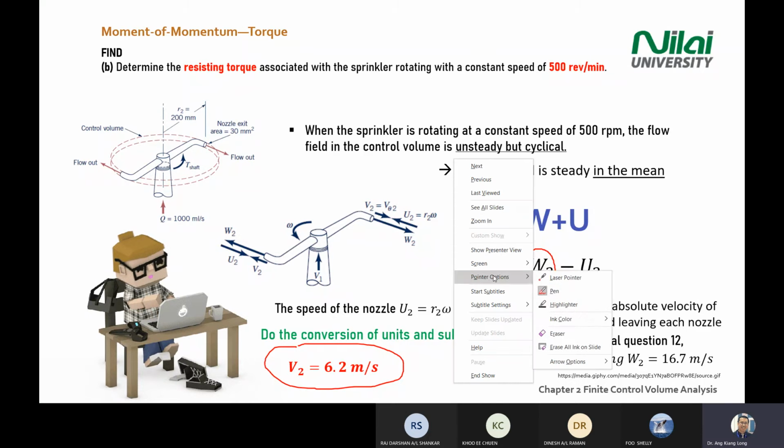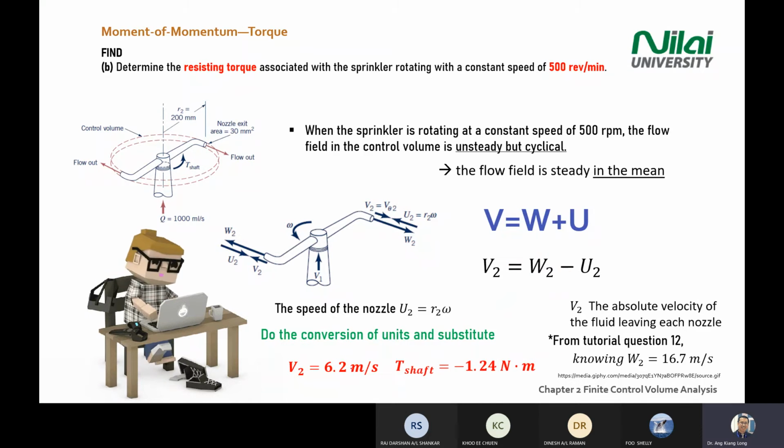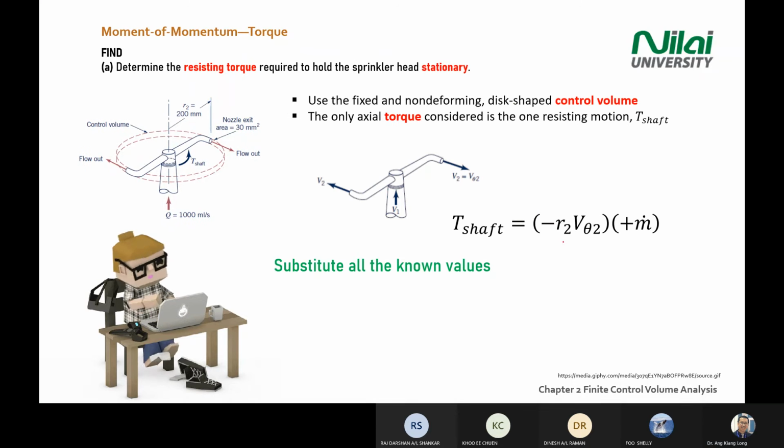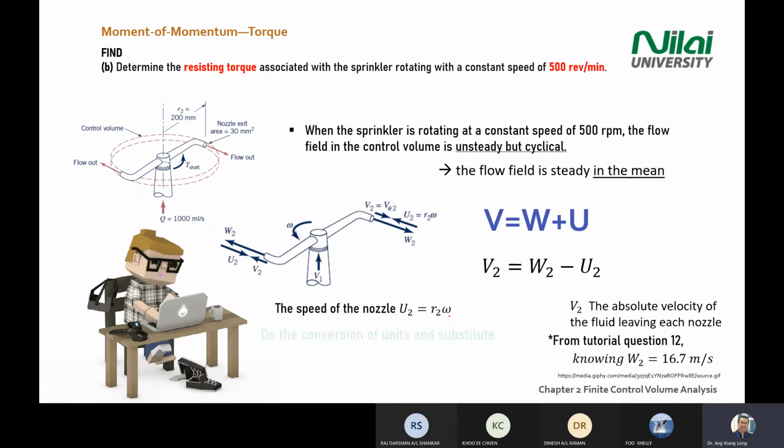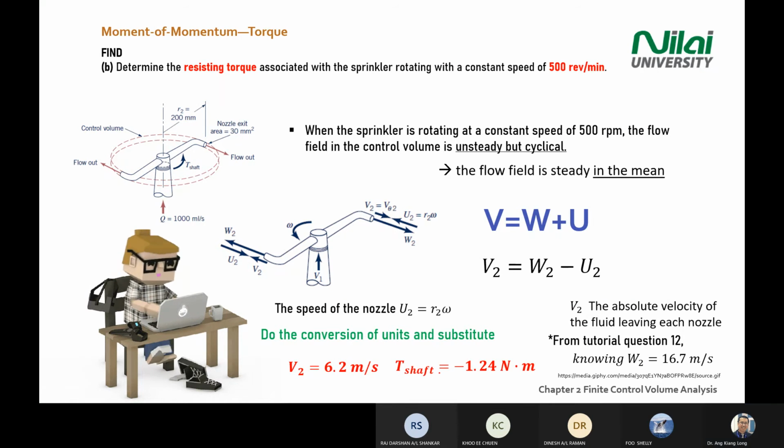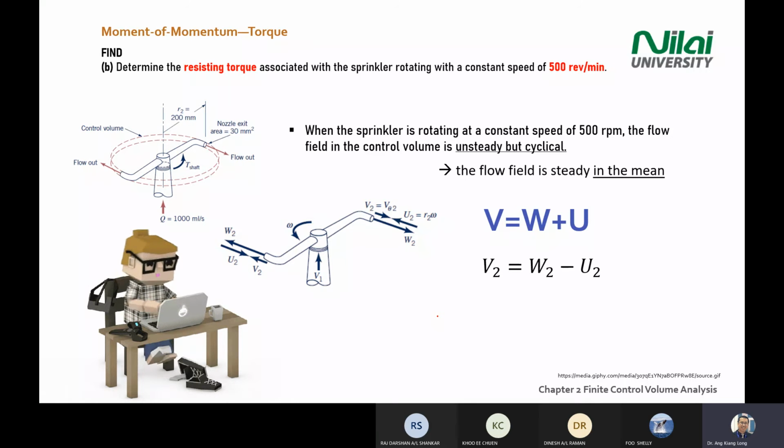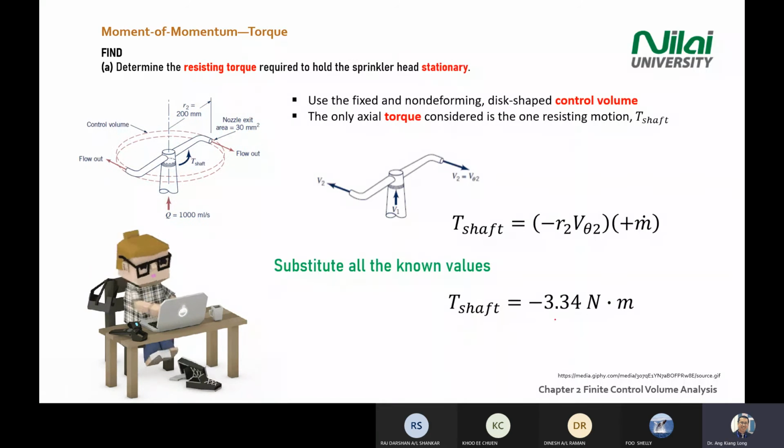And then your T shaft just now will be, if you substitute the V2 answer into the T shaft equation, we did this one, minus RV times m dot. For second scenario, your V2 is 6.2. Your T shaft will be negative 1.24. It will be a bit lower compared to case A. Case A give you minus 3.34 when the sprinkler head is stationary.